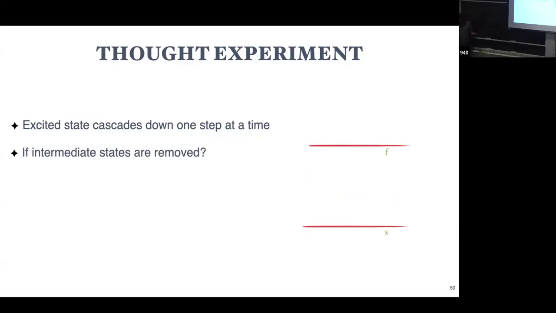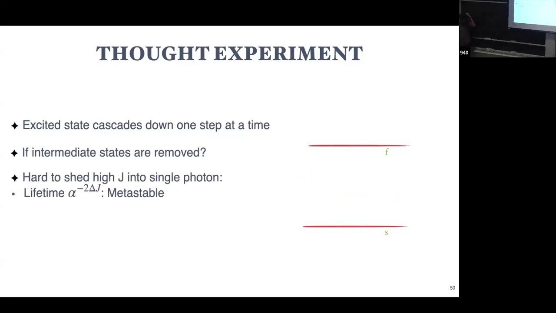What happens is it is hard to shed J into a single photon, whereas a single photon wants to take away 1 unit of angular momentum. The F to S transition is 3 units of angular momentum. There is a mismatch, and as a result, its lifetime quickly balloons up by alpha to the -2 delta J. The delta J is the angular momentum difference between the excited and ground state. And it makes this excited level metastable.